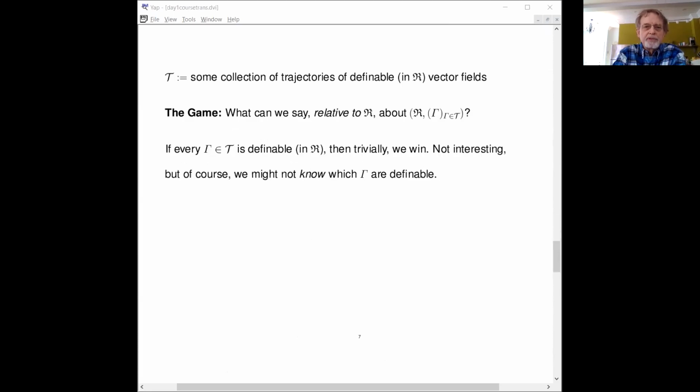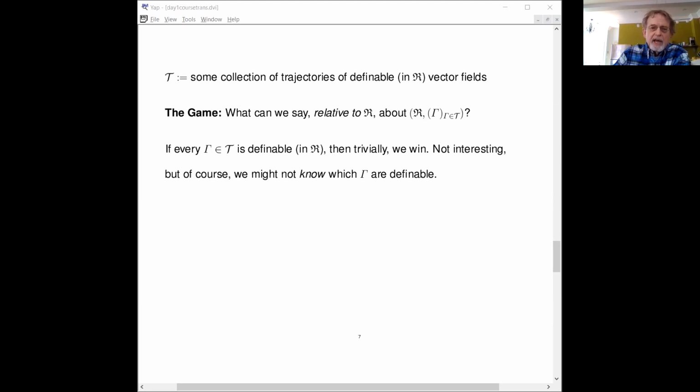All right, so here's basically what we're going to be looking at. We have some collection of trajectories of vector fields definable in R. And the game is going to be, what can we say relative to the base structure we started with about the expansion when we add these trajectories in. For the non-logicians, this is simply the notation for the smallest structure generated that has all the definable sets of R and all of these trajectories in it.